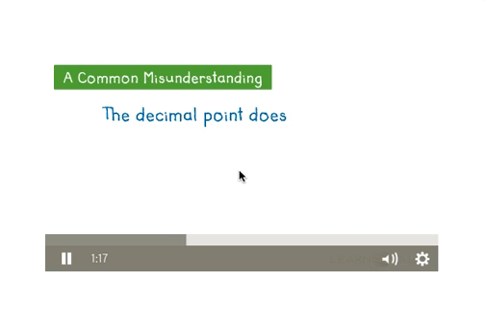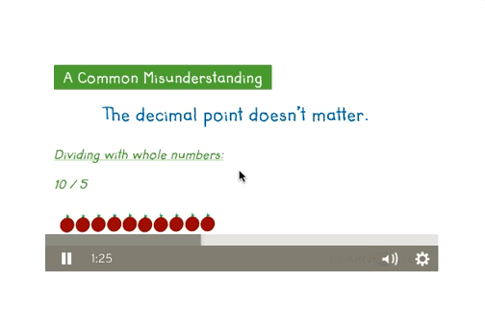A common misunderstanding is that the decimal point doesn't matter. Let's take a look at dividing with whole numbers. Here we have 10 divided by 5. Imagine you have 10 apples, and you wanted to break them into groups of 5. You see that there are 2 groups.